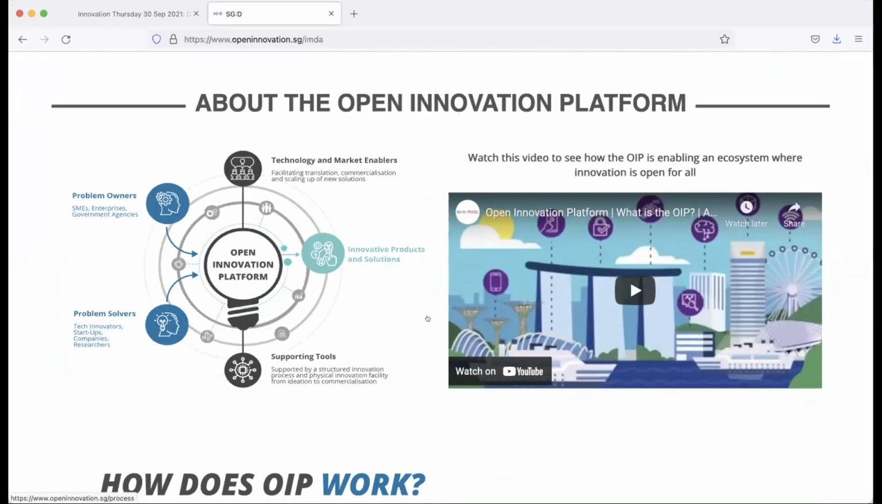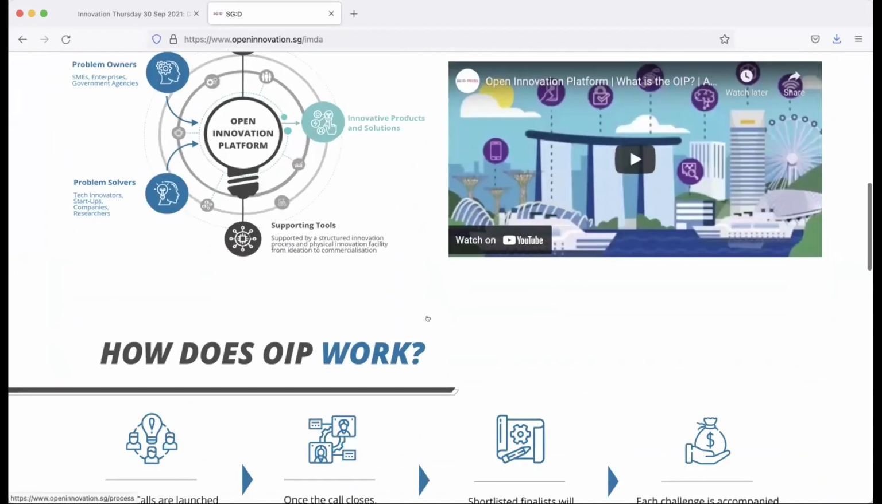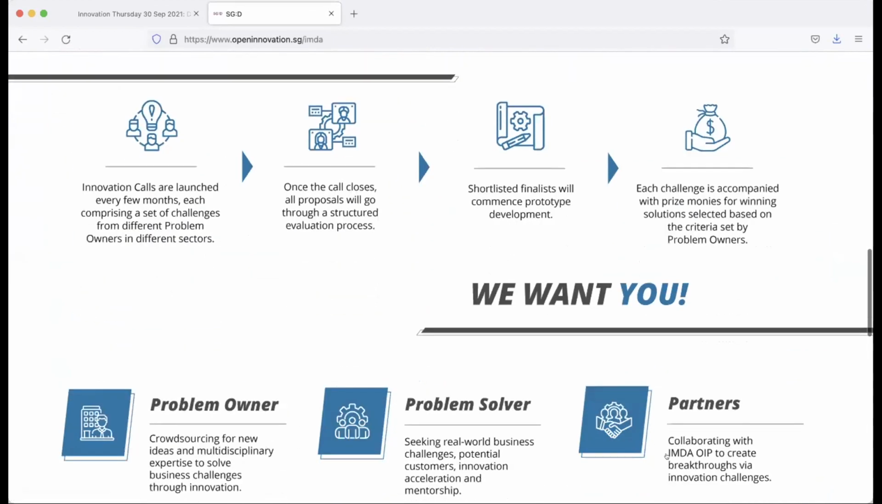As you can see, we have a quick description of OIP and how it works. Don't worry if I'm going too fast, because you have all the time in the world to visit our portal at www.openinnovation.sg. This will be the answer to the quiz question I'm going to ask later.